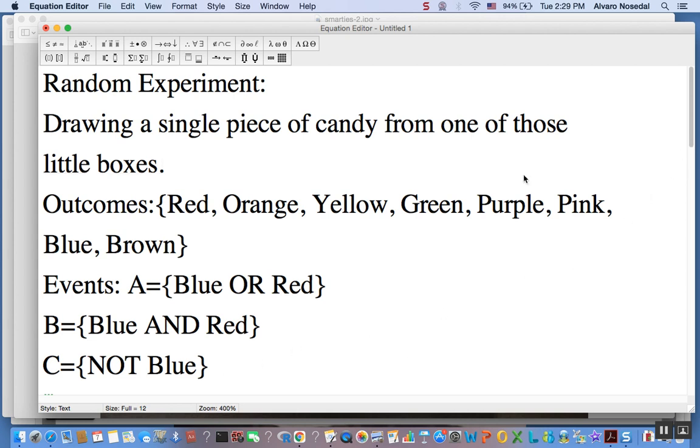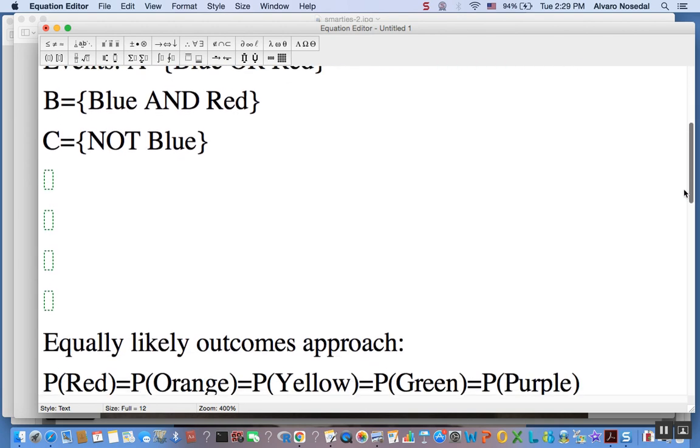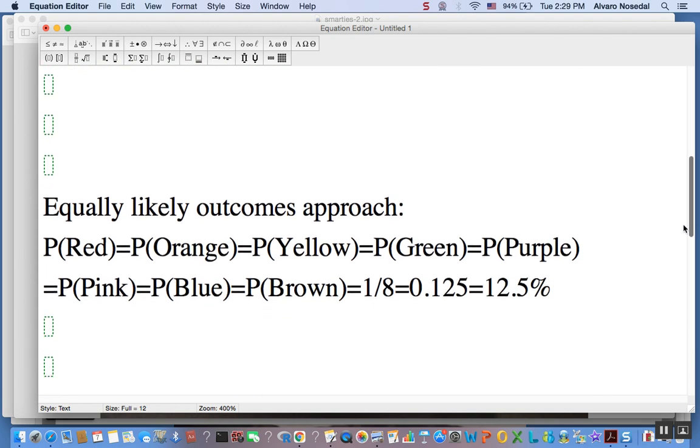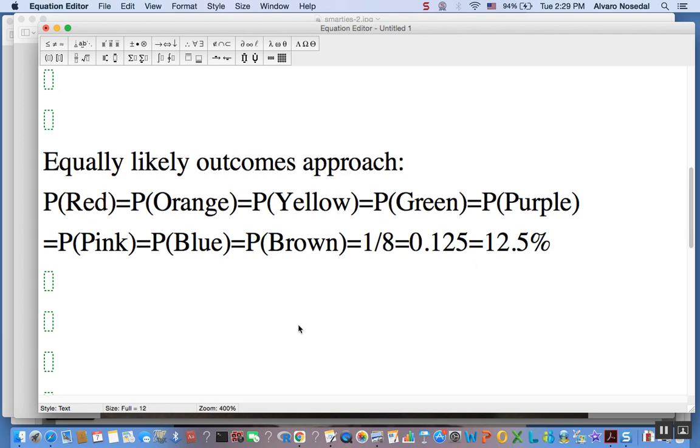In our case, we have 8 different colors. So the equally likely approach would assign a probability of 1 over 8 to each of those colors, right? Make sense? By the way, we will spend a considerable amount of time in this course learning about several reasonable probability models.